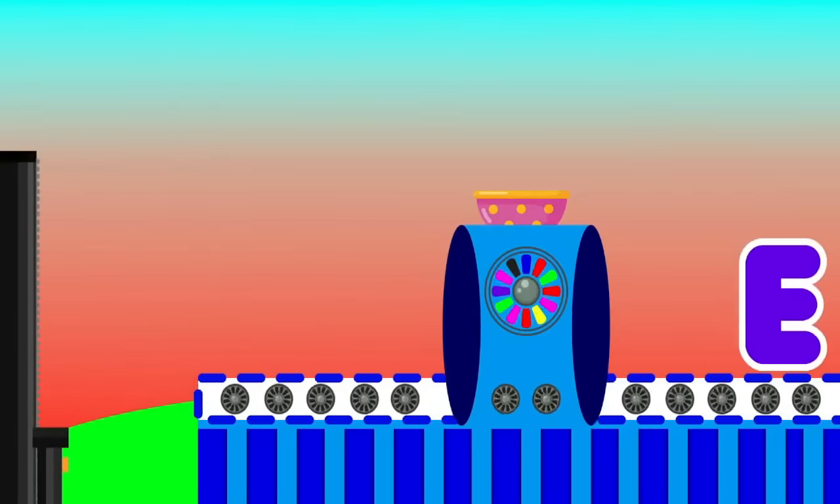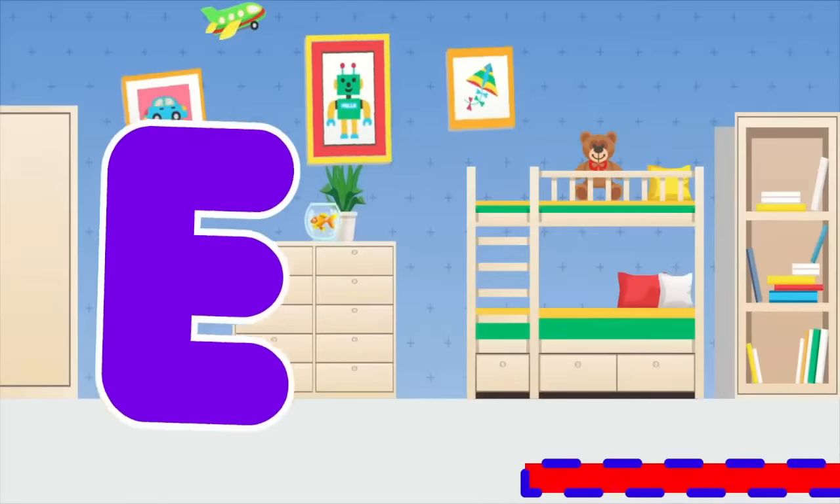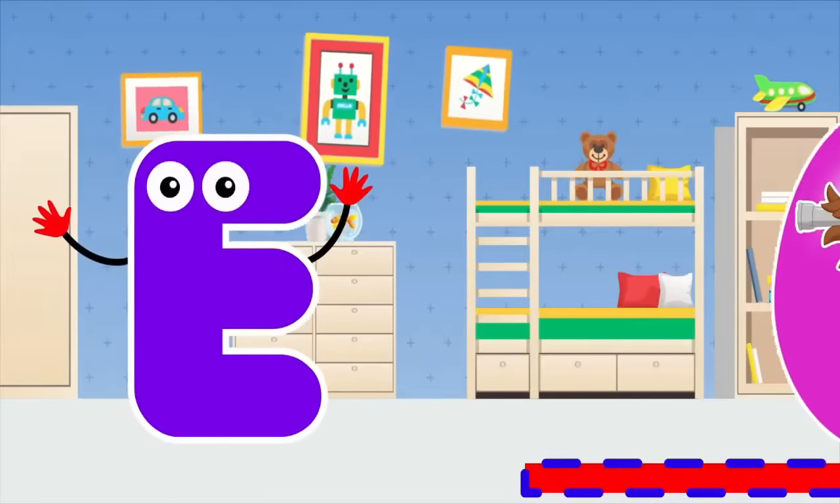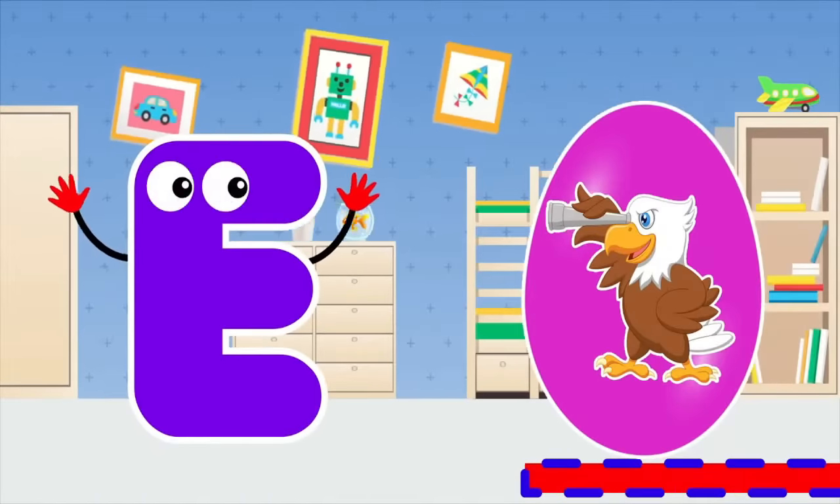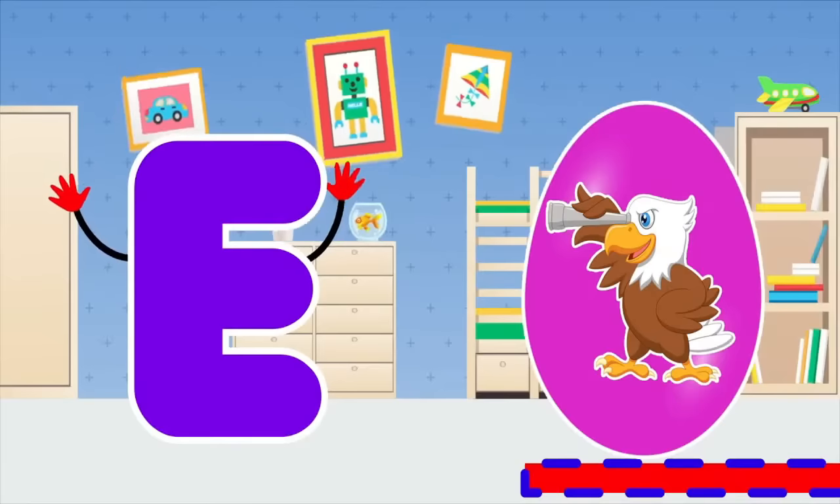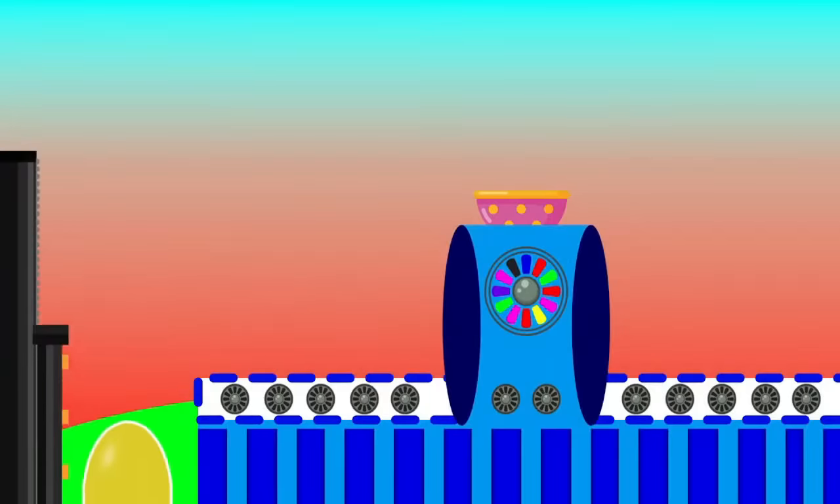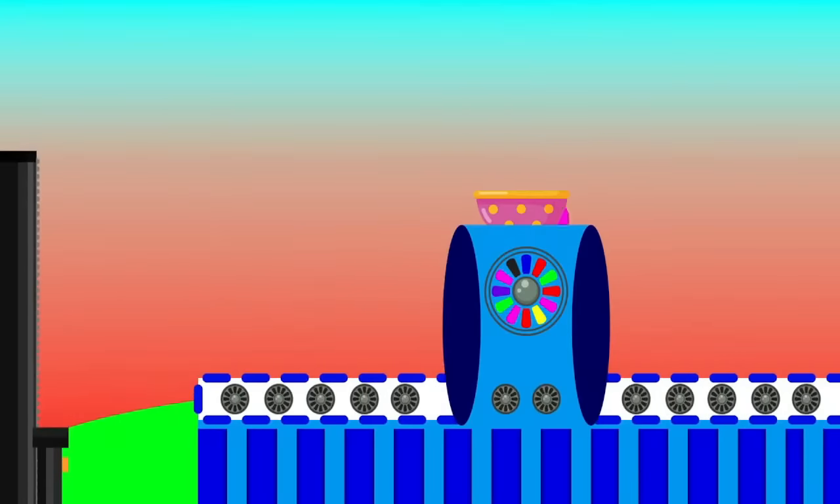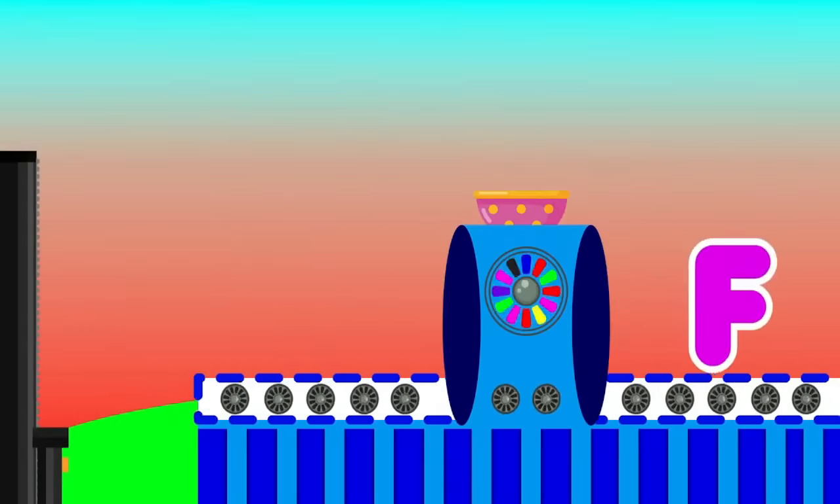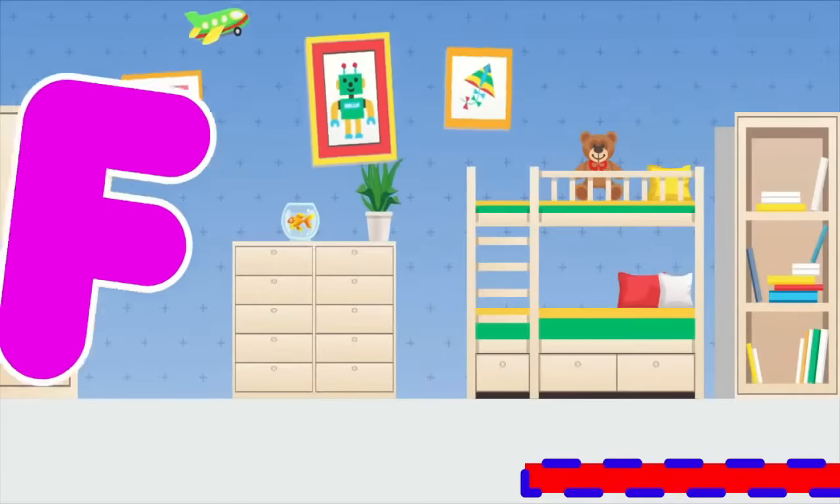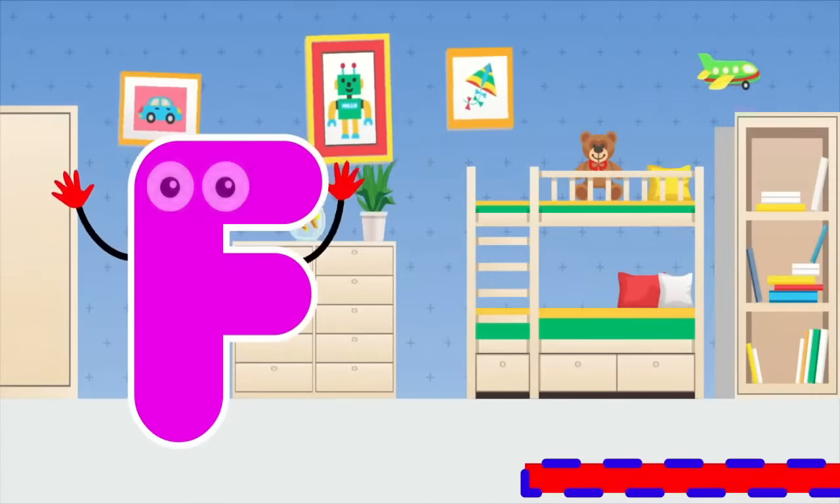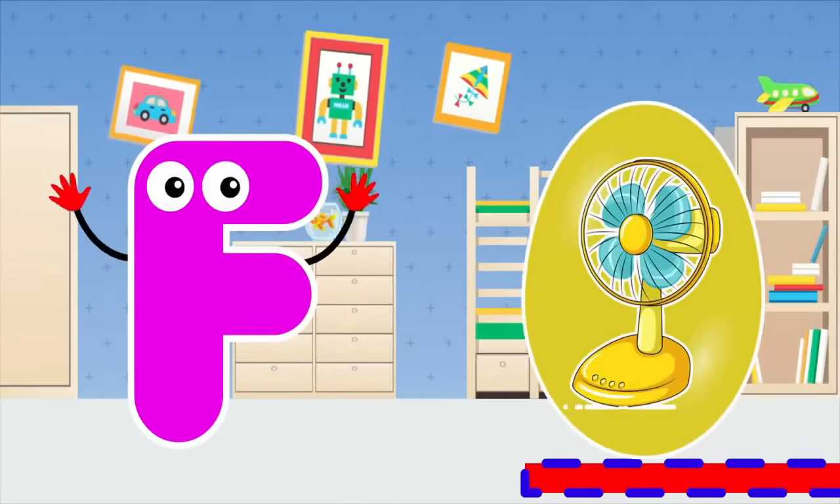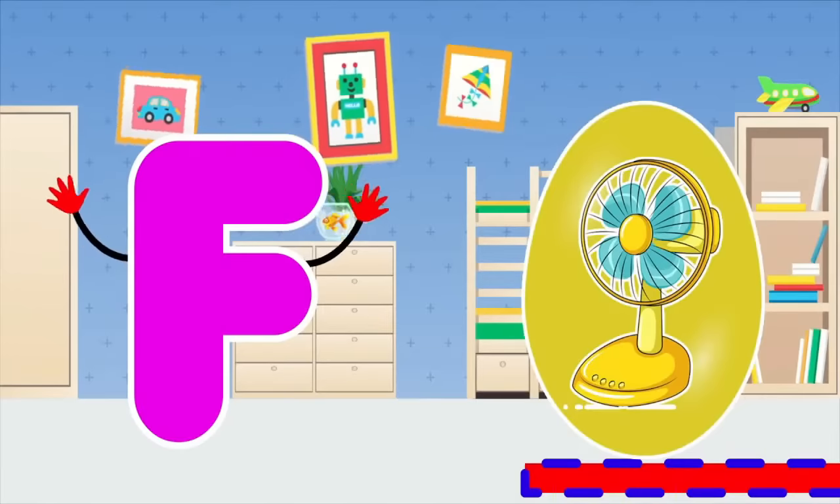Here is an alphabet E. E is for eagle. Good job. Here is an alphabet F. F is for fan. Good job.